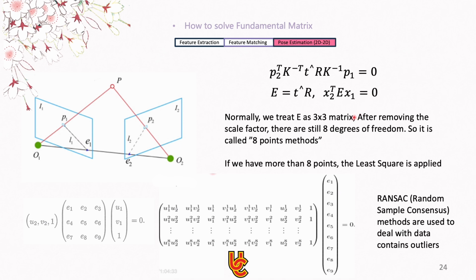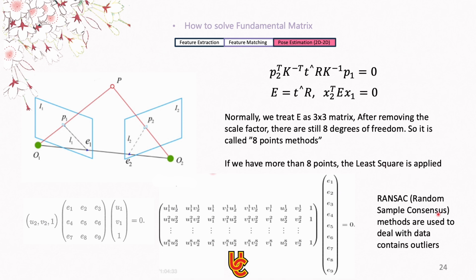So normally, how to solve this matrix R and T? Normally, we treat the E as a 3 by 3 matrix. So after removing the scale factor, there are still 8 degrees of freedom, right? So we can use the 8-point method. It's normally called like that. If we have more than 8 points, we have to use least squares to do that.